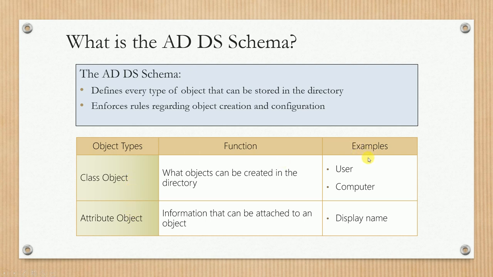As an example, a user is a class object and a computer is a class object. The computer and the user come under class objects, and attributes are properties, like the display name for that user or computer. So that's called the schema.